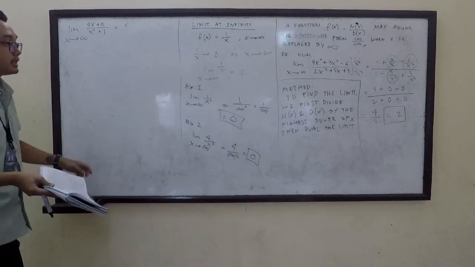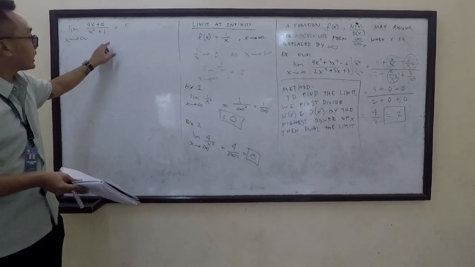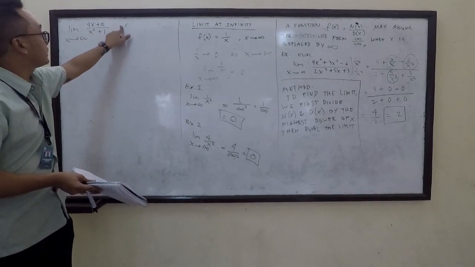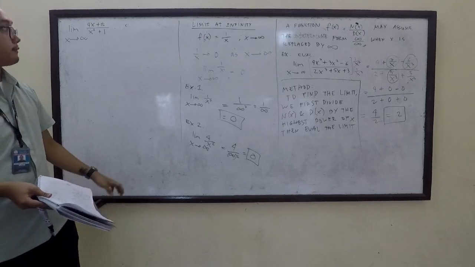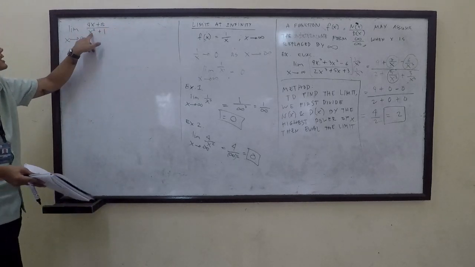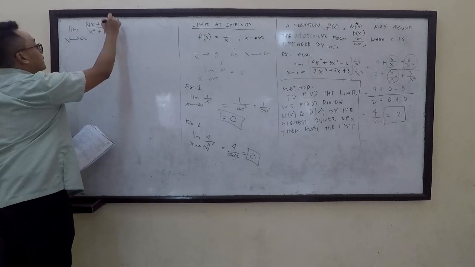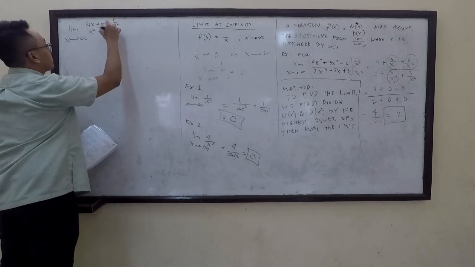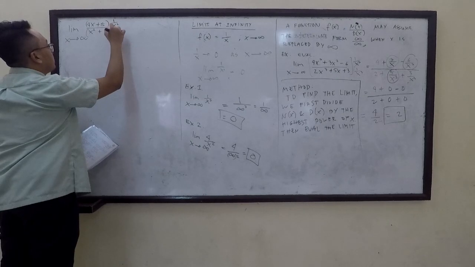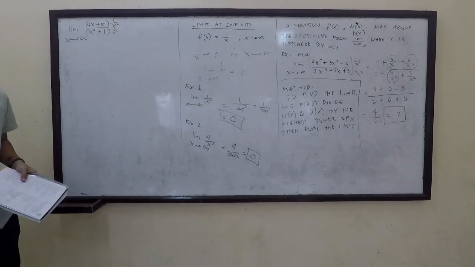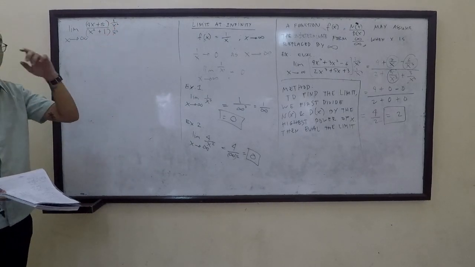So the method states that we're going to divide the numerator and the denominator by the highest power of x. The highest power of x here is x squared. Therefore, we're going to divide both sides by x squared, or multiply both sides by the reciprocal of x squared, which is just the same.